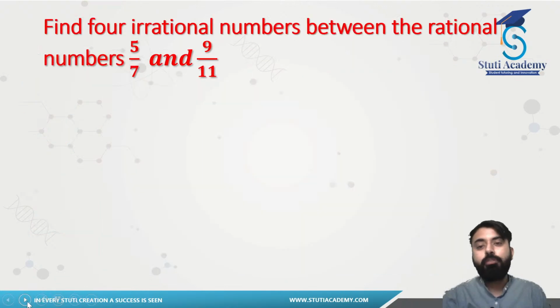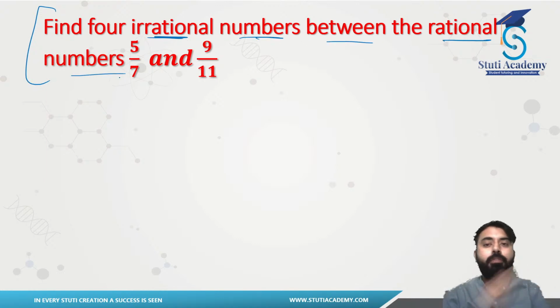So let's just move forward with this. And now we have the concept of finding out irrational numbers between rational numbers. So before this, just remember that your irrational numbers have which kind of decimal expansion? You guys should be telling me in the comments. It is a non-terminating and non-repeating expansion, right?